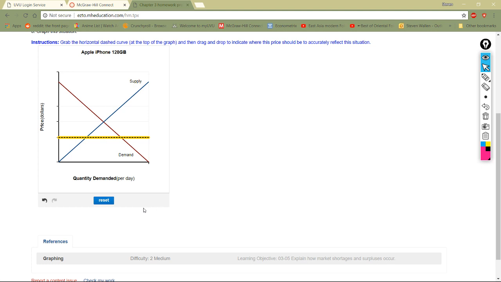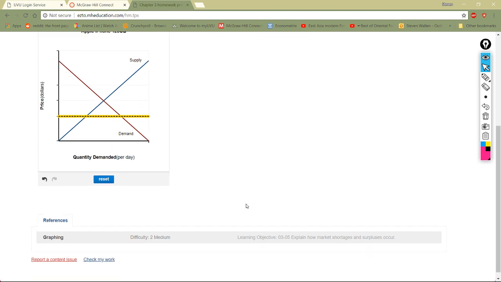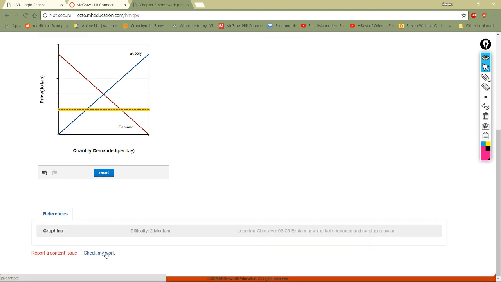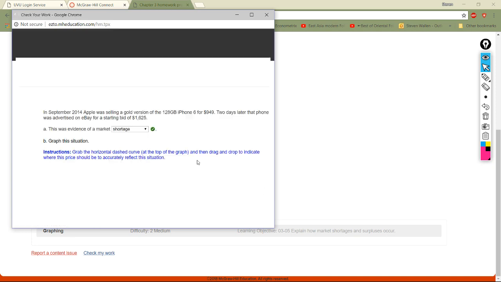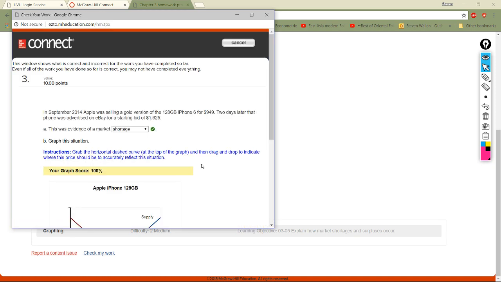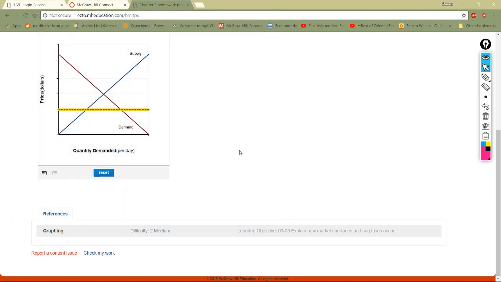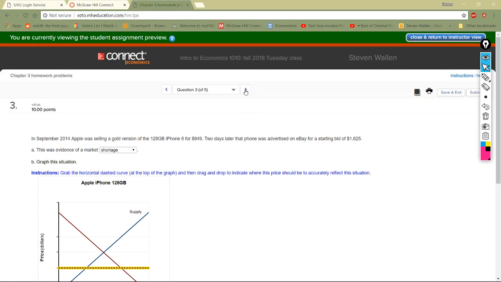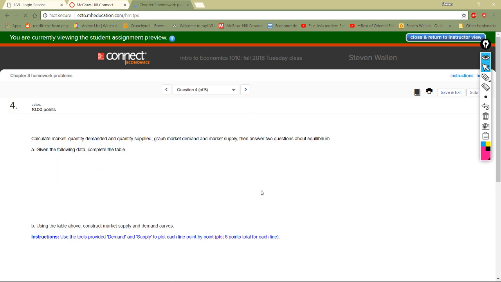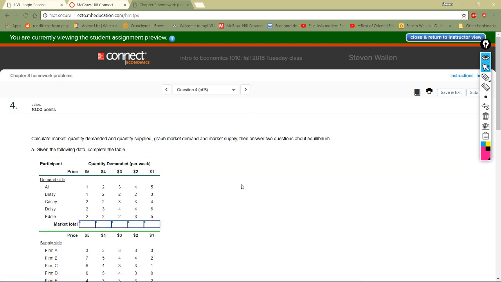And if you ever have issues with these, remember you can reset them if it bugs up on you. Check my work. Did we do it? It's a shortage, and that shows a shortage where demand over here is greater than the supply at that amount. All right, perfect. We're already on to number 4. We're cruising through.